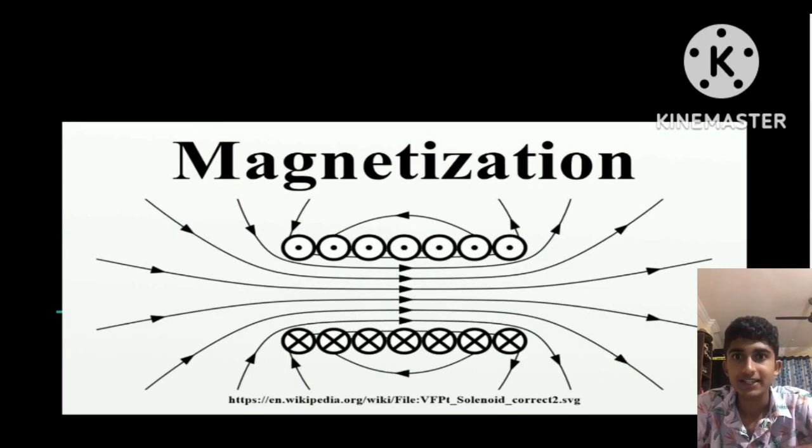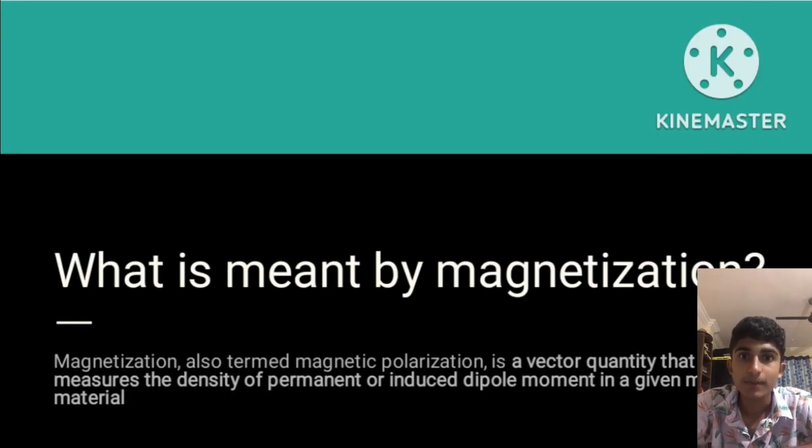So what is meant by magnetization? Magnetization is a vector quantity that is used to measure the density of the permanent or induced dipole moment in a given magnetic material.